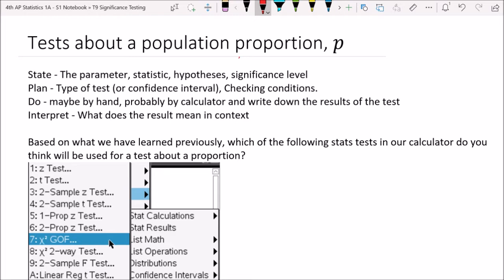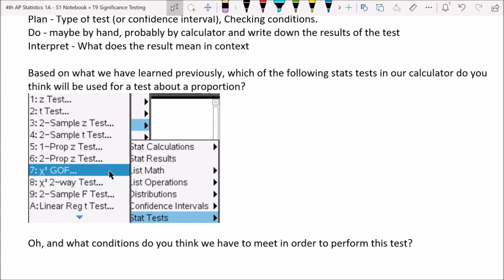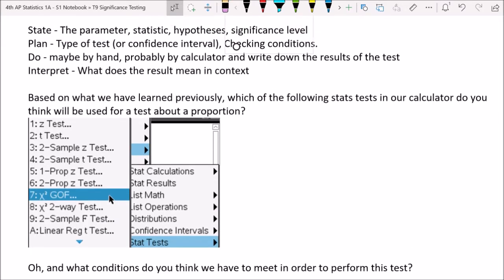Just so you know, a free response question is never going to say, do a state, plan, do, interpret. But this is something you can do to make sure that you hit all of the key points of the rubric. If you're taking notes right now, you may want to pause and write some of that down. Okay, let's keep going. Next, we are not going to do these calculations by hand.